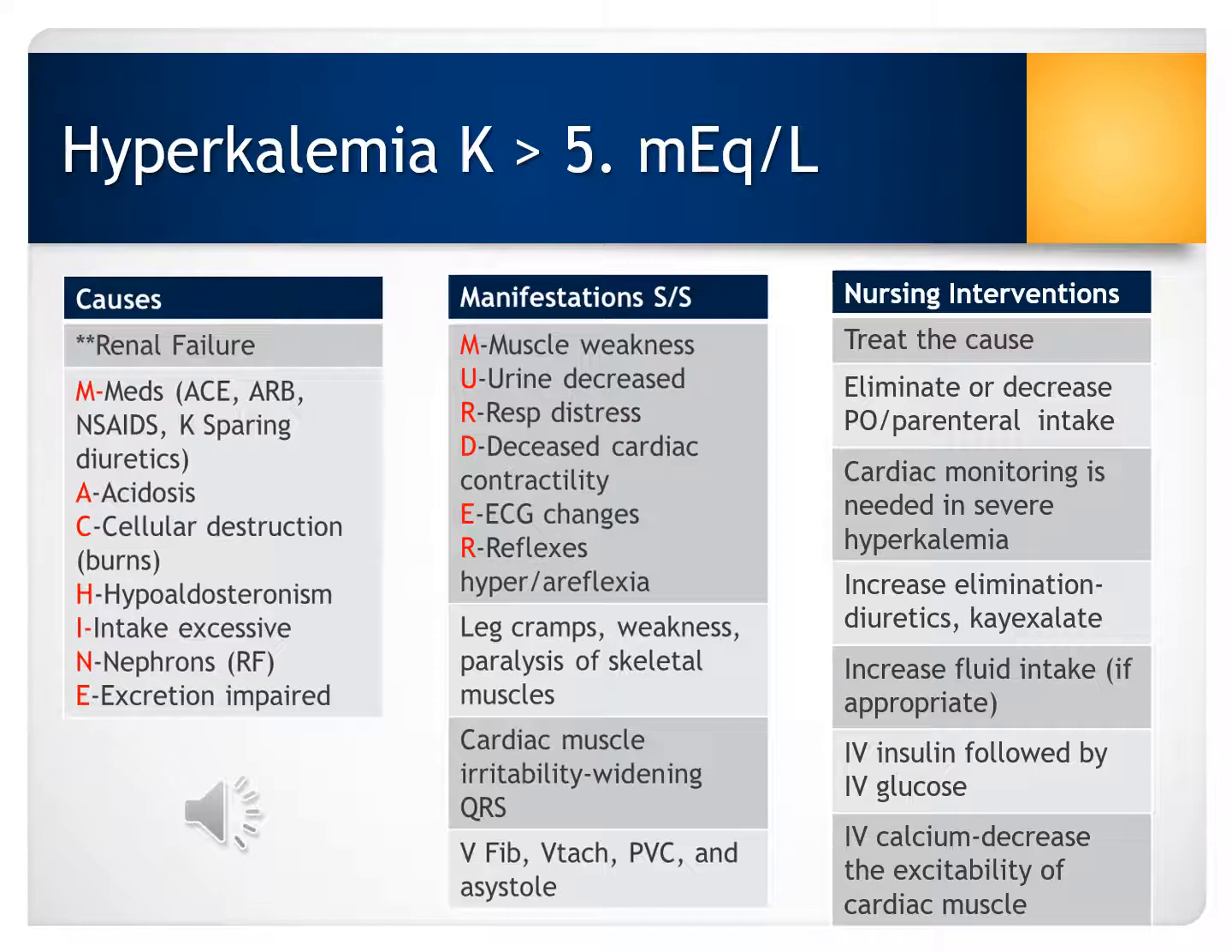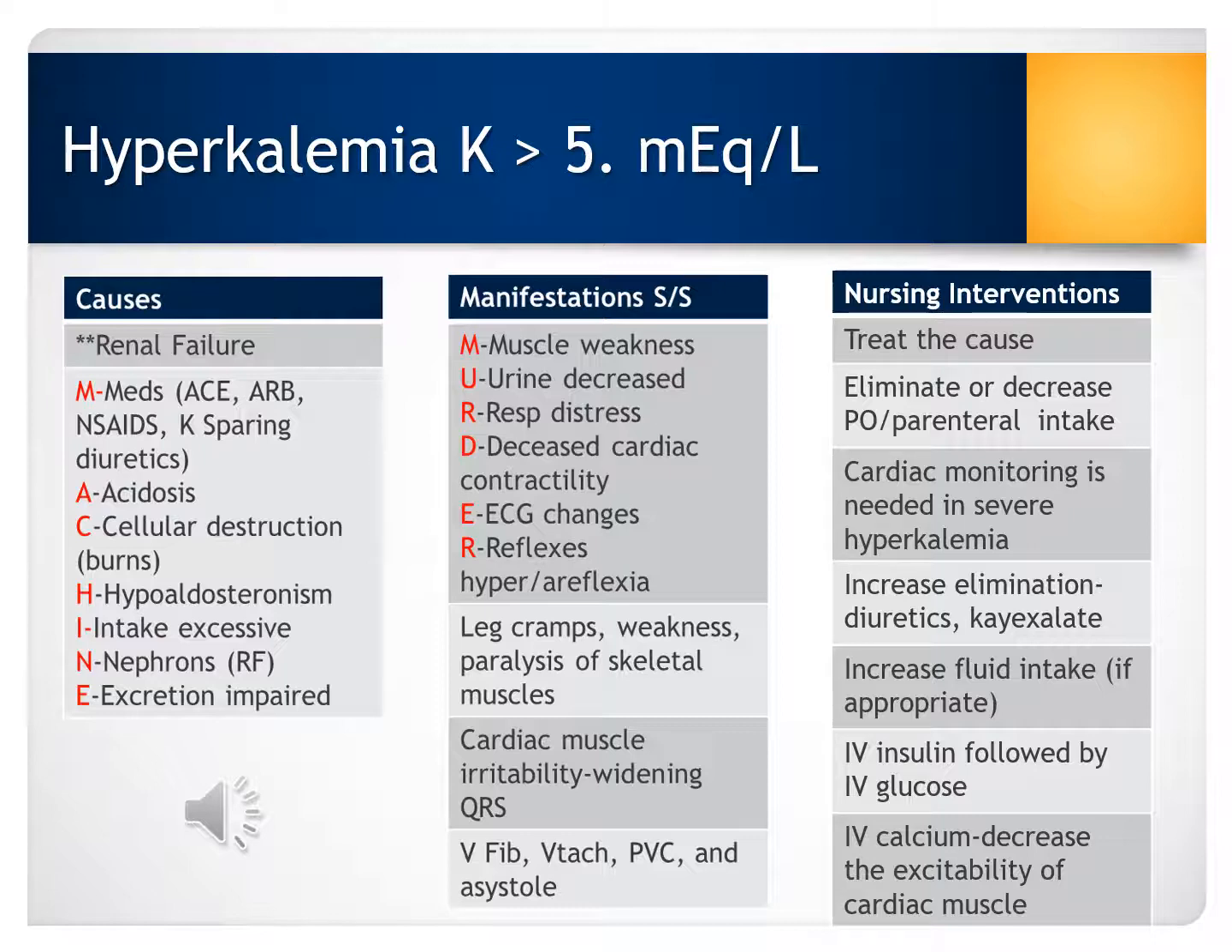We can also give our patients IV glucose, but first we would give them IV insulin. So we would give them insulin IV push followed by the glucose. What this does is force the potassium from the extracellular fluid to the intracellular fluid. And we have to follow that with glucose because when we give someone IV insulin, it's going to cause hypoglycemia. So we would give the IV insulin first, and then we would give the glucose.